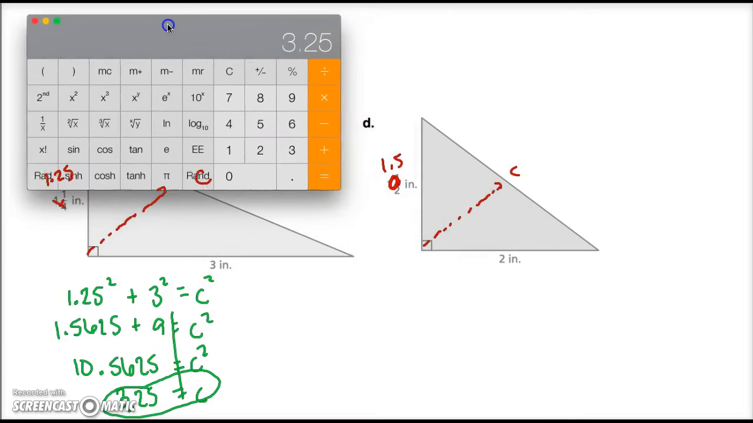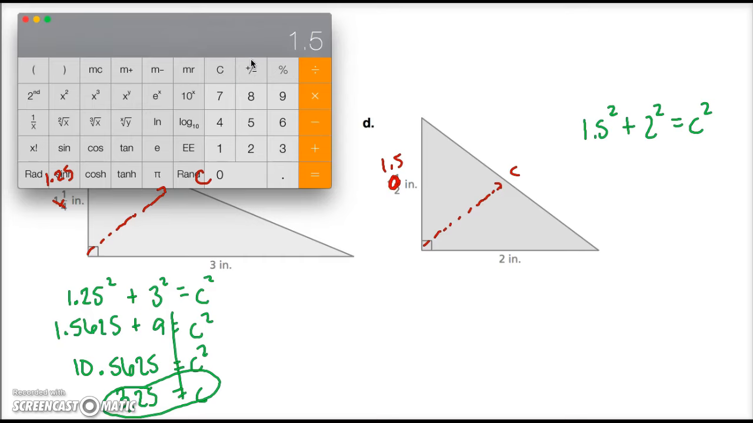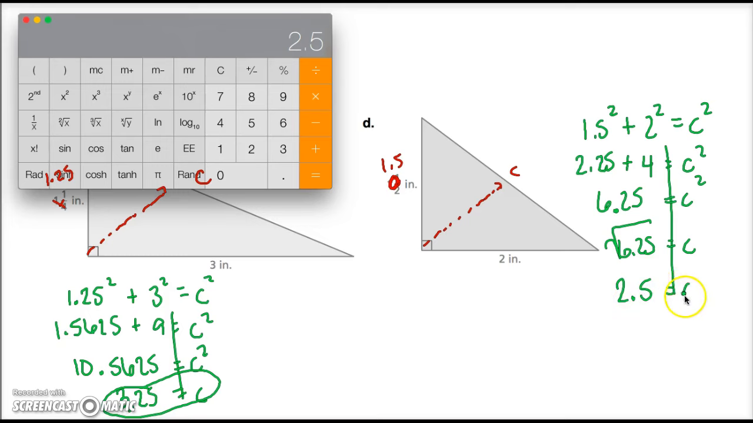Okay, drag my calculator up over here, so I have room to work D. Okay, again, we set it up the exact same way. So I have a squared plus b squared equals c squared. Well, 1.5 squared is 1.5 times 1.5. You get 2.25. I know 2 squared is 4, and that equals c squared. Add these together, you get 6.25. And then again, I need to take the square root of this. So 6.25, square root of that, and you get 2.5 as your answer.